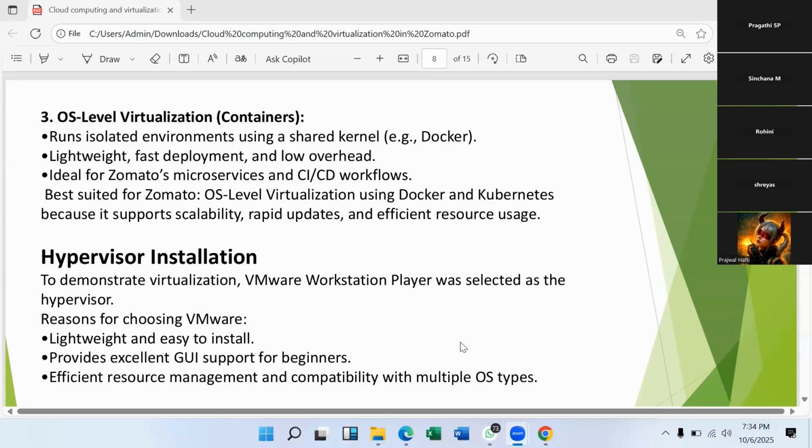The next is hypervisor installation. The hypervisor used is VMware Workstation Player. The reason for choosing VMware is that it is lightweight and beginner friendly, GUI based, and supports multiple operating systems. It manages system resources efficiently. Next will be continued by Rohini.